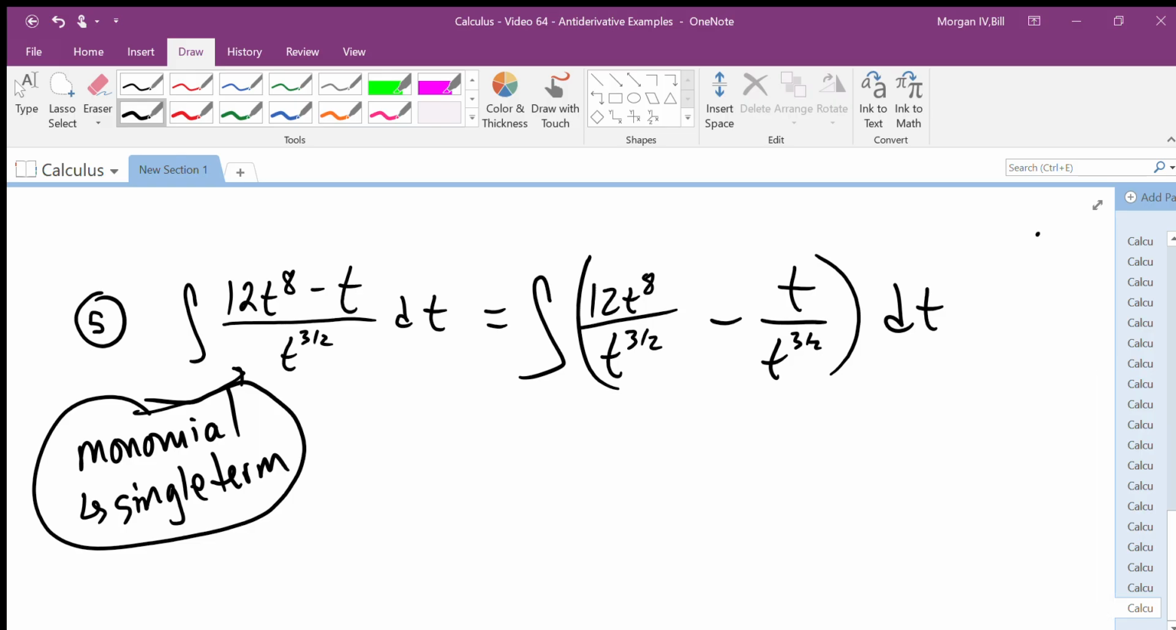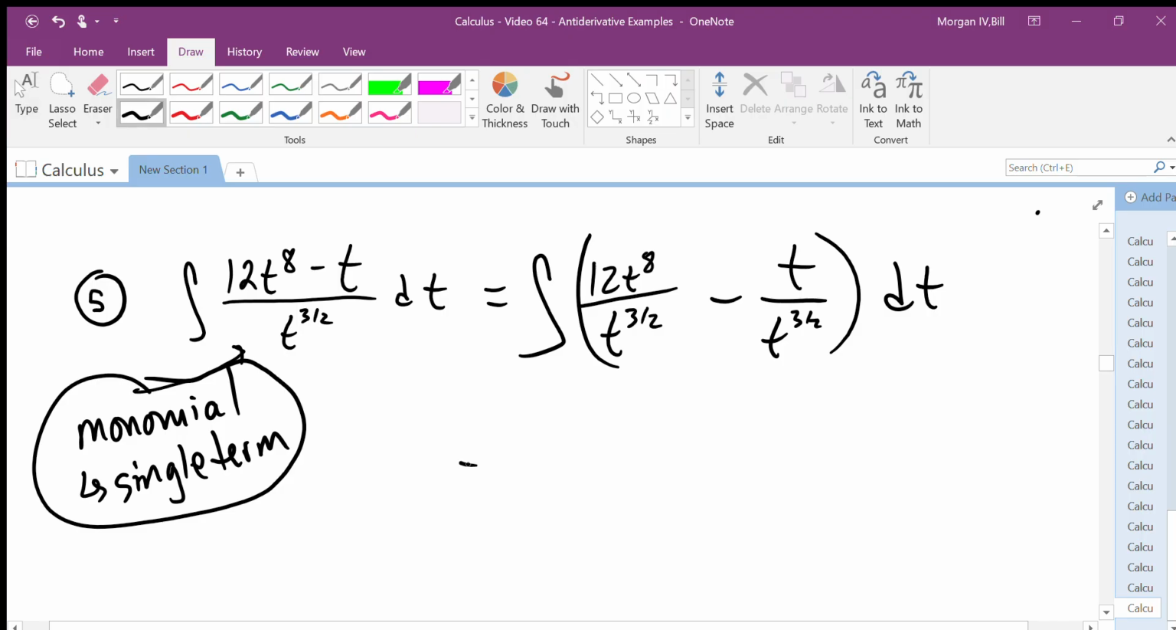Okay, so when we have t to the 8th divided by t to the 3 halves, that's like subtracting, right? You can do 8 minus 3 halves, 8 minus 1.5, and you get the integral of 12 times, you can use decimals here, that's fine, 8 minus 1.5 would be t to the 6.5. Nothing wrong with decimals. Just want to make sure that looks like a 6.5, not a 6 times 5, 6.5 there. Minus, okay, here I have a t to the first divided by t to the 3/2. So 1 minus 3/2 would be negative 1/2. So I get t to the negative 1/2, or negative 0.5.